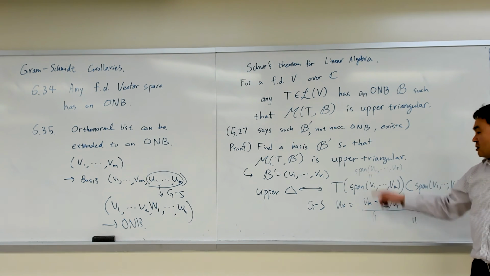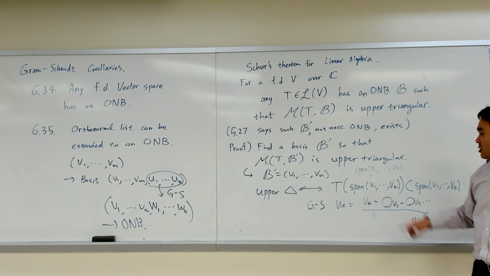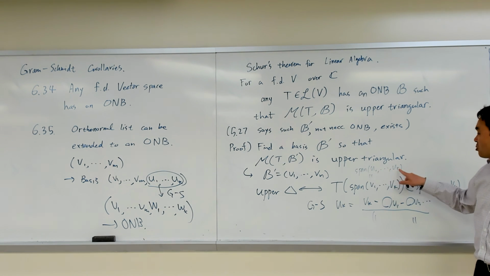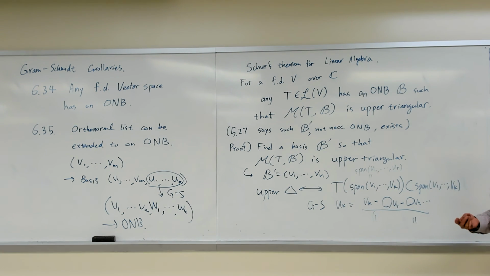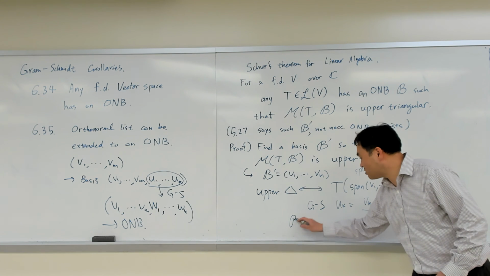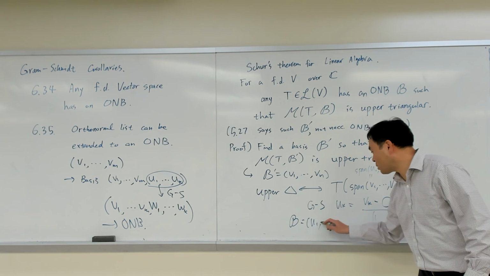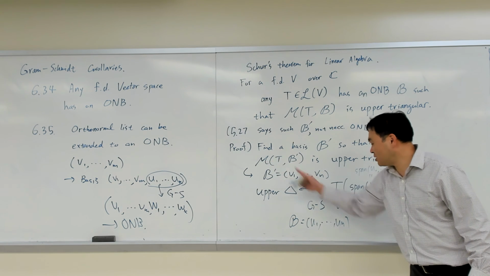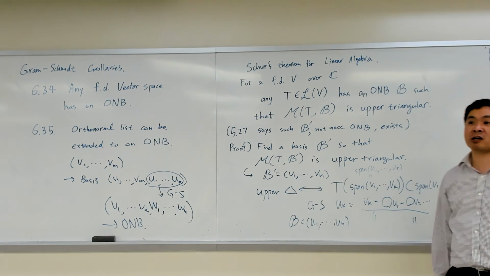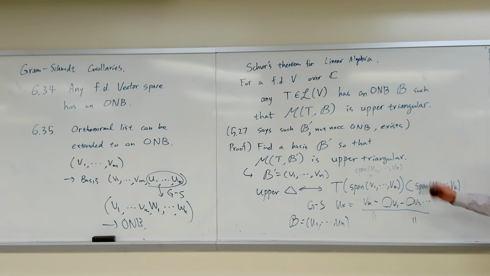So the procedure of Gram-Schmidt says the span of U1 through Uk is an invariant subspace of V under T, and therefore even if you use this new basis B obtained by Gram-Schmidt, the matrix of T under this B will also be upper triangular. Okay, so that's the proof.